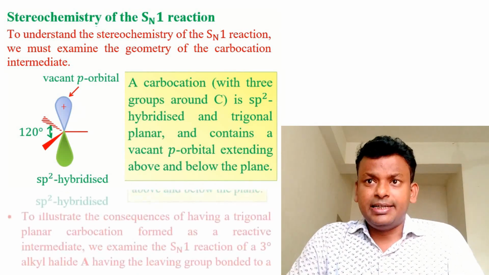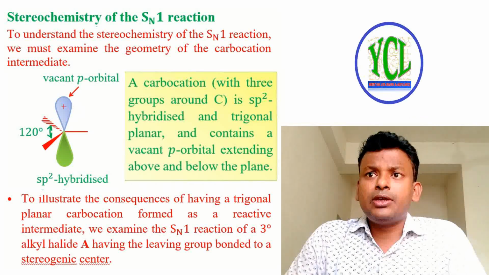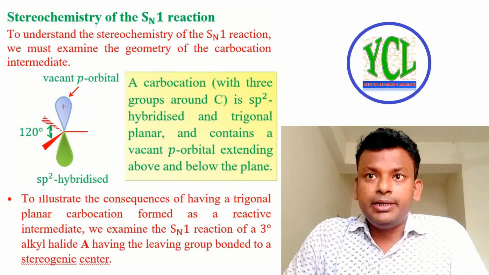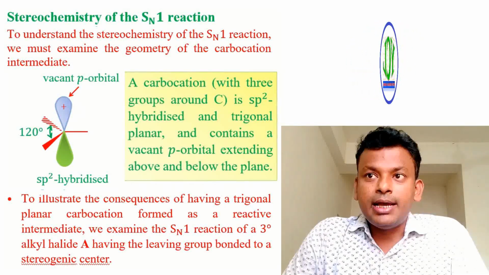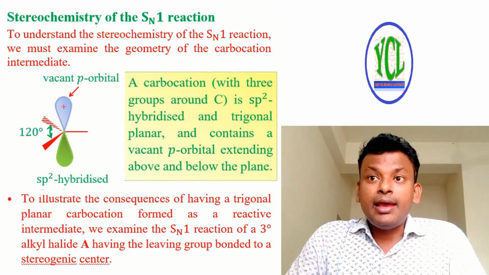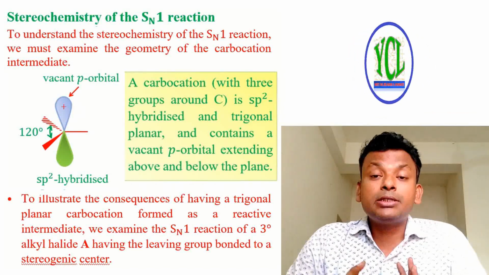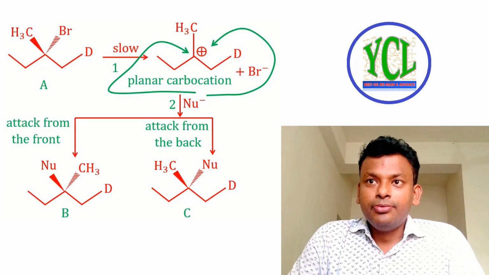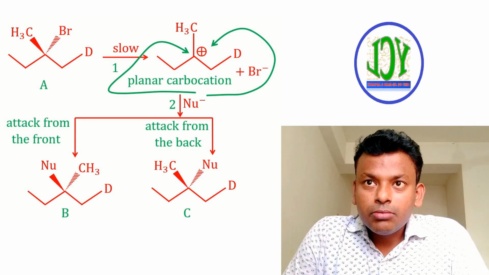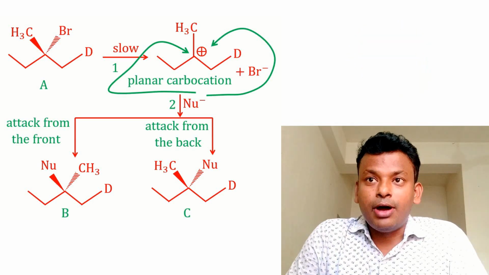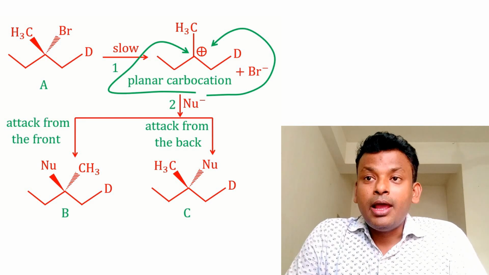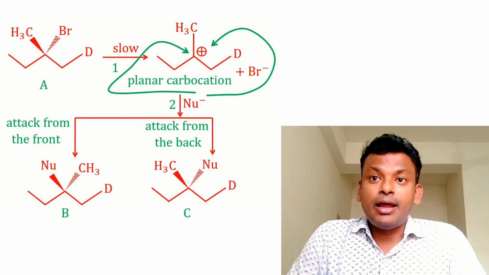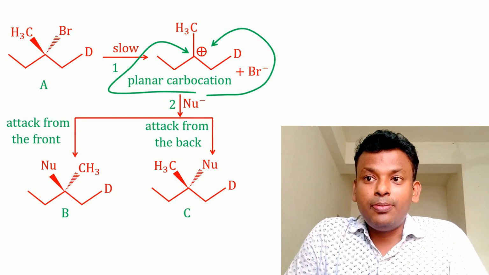And next, to illustrate the consequence of having a trigonal planar carbocation form as a reactive intermediate, we examine the SN1 reaction of 3-degree alkyl halide A having a leaving group bonded to a stereogenic center. So in this reaction, Br is the leaving group, and we see that step 1 is slow and forms a carbocation, and the nucleophile attacks from the front side and back side. Front side attack gives B and back side attack gives C.